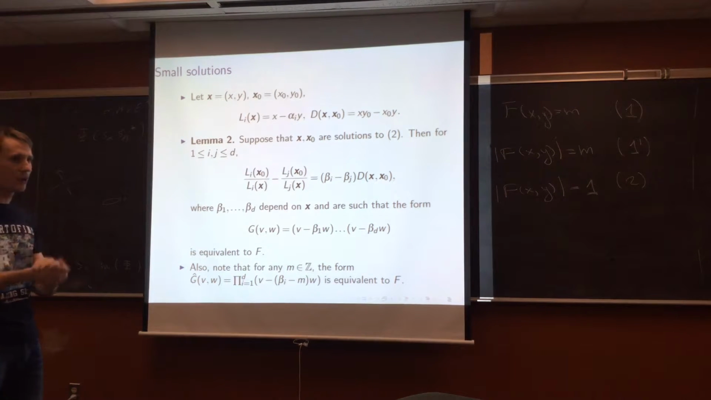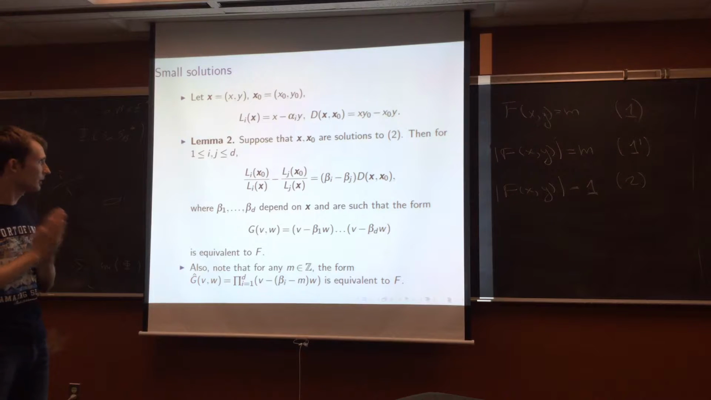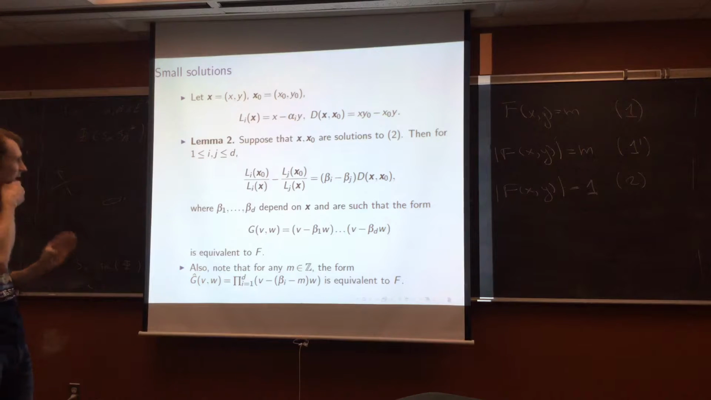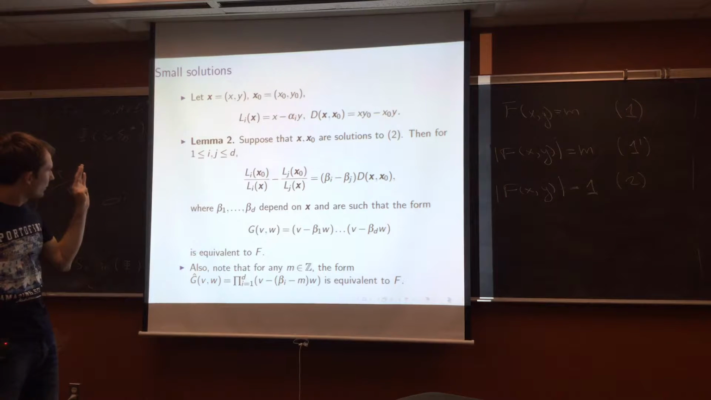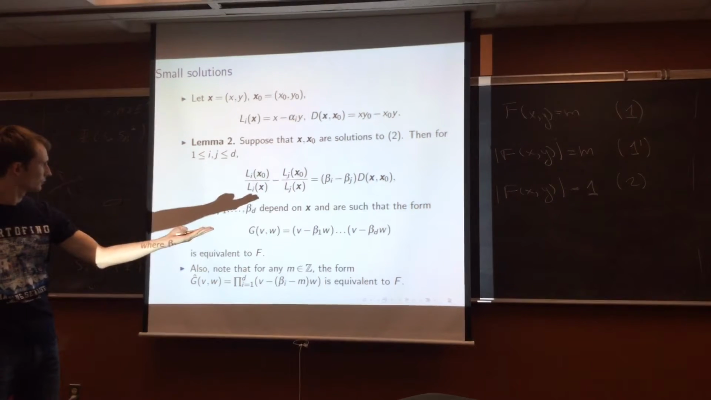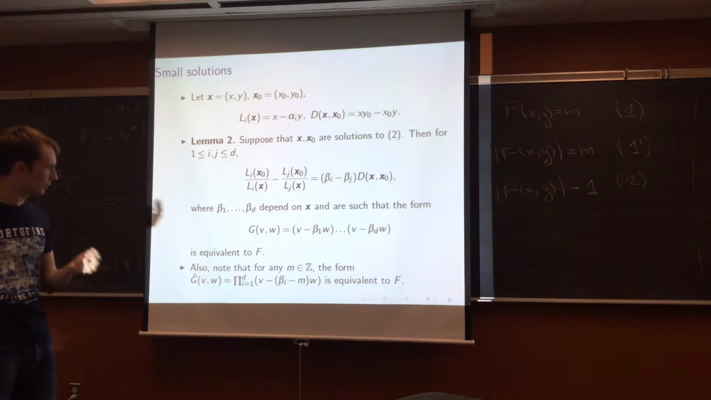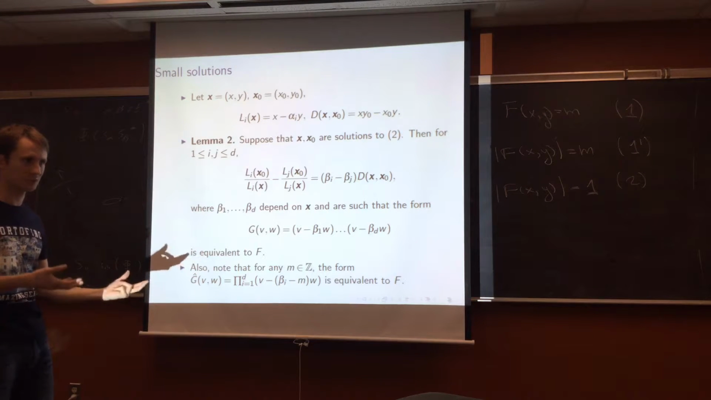So suppose we have two solutions, x and x0. I'm going to write them down as vectors. Now I'm going to write down the linear forms, Li of x, x minus alpha i y, and this d over there is not that important. It just appears in the next lemma. The lemma tells us the following: this quantity over here is connected to the two roots for some other form g, which is equivalent to the original form f. That's what it tells you.